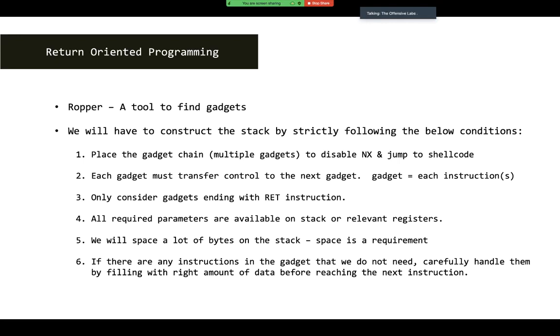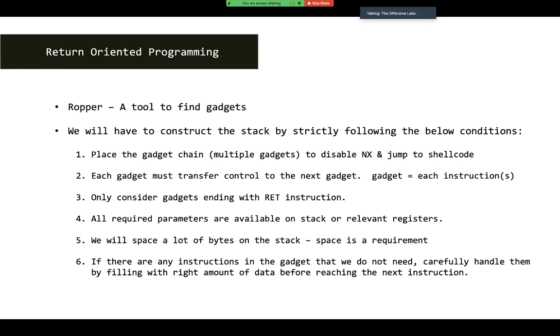Now there are a few things that we need to understand before we start writing the ROP chains. First, we are going to use a tool called ROPper, which I have already introduced to you when we discussed return to libc, and we will have to construct the stack by strictly following these conditions. So when I build the ROP chain, I'm going to follow these conditions strictly.